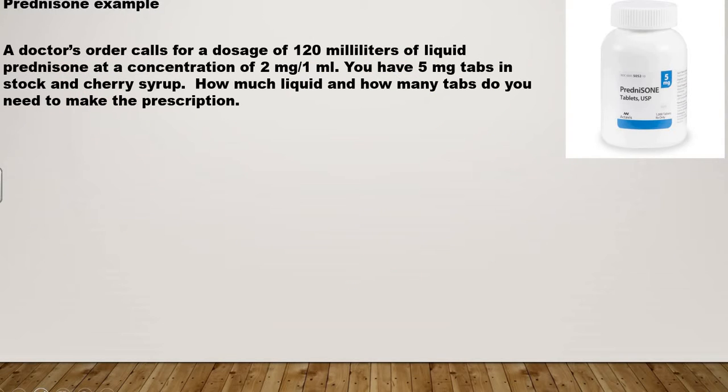Okay, here's a pharmacy tech example. A doctor order calls for a dosage of 120 milliliters of liquid prednisone at a concentration of 2 milligrams per 1 milliliter. You have 5 milligram tabs in stock and cherry syrup. So we're making this, let's say, for a kid. How much liquid and how many tabs do you need to make the prescription?